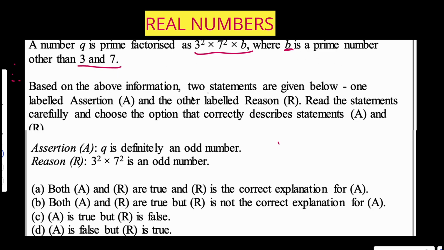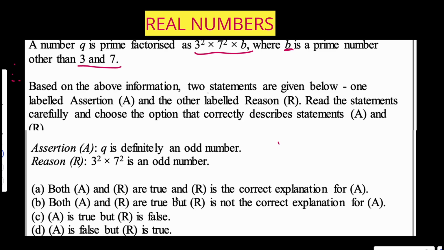Based on the above information, two statements are given below, one labeled assertion and the other labeled reason. Read the statements carefully and choose the option that correctly describes the statement A and R. Assertion A: Q is definitely an odd number. Reason R: 3 square into 7 square is an odd number. And we have the four options.